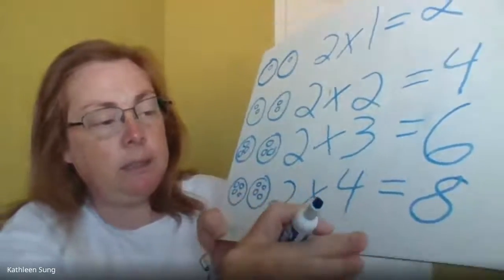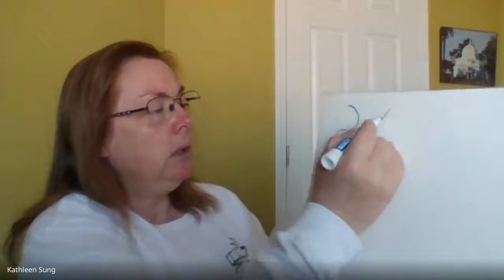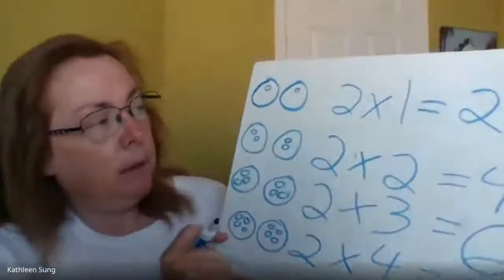2 times 4 is 8. If I continue that pattern, and I've got to erase my board for my 1 times tables, what would you predict 2 times 5 is going to be? So if I have 2 times 5, what would the answer to that be? So we go back and we look at our patterns.